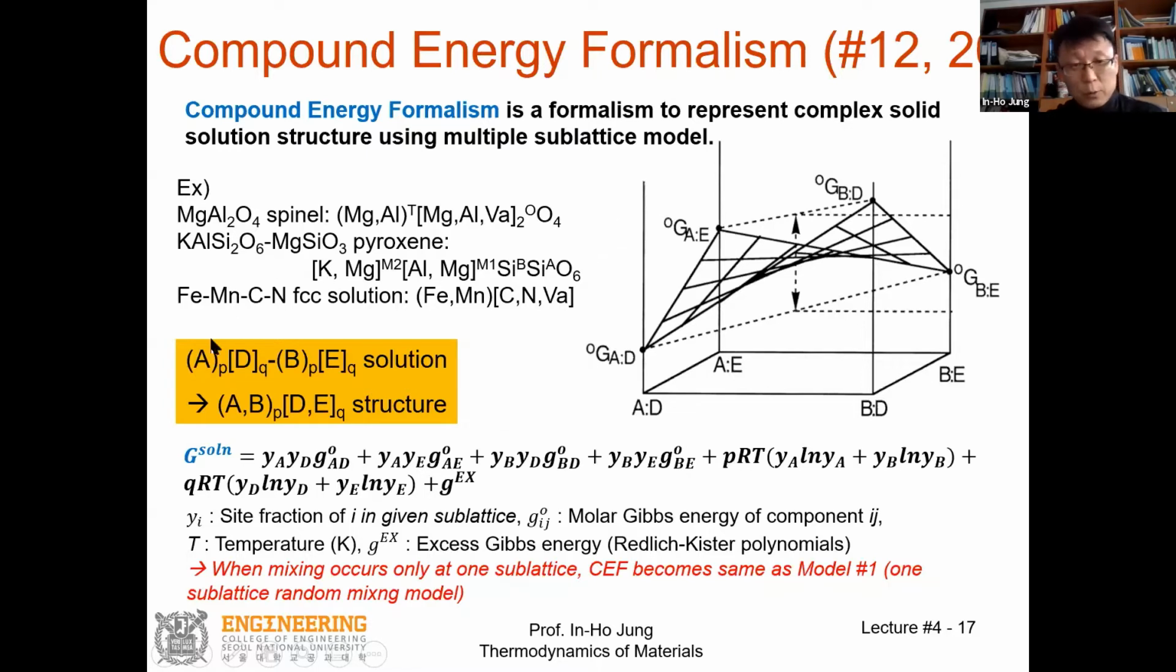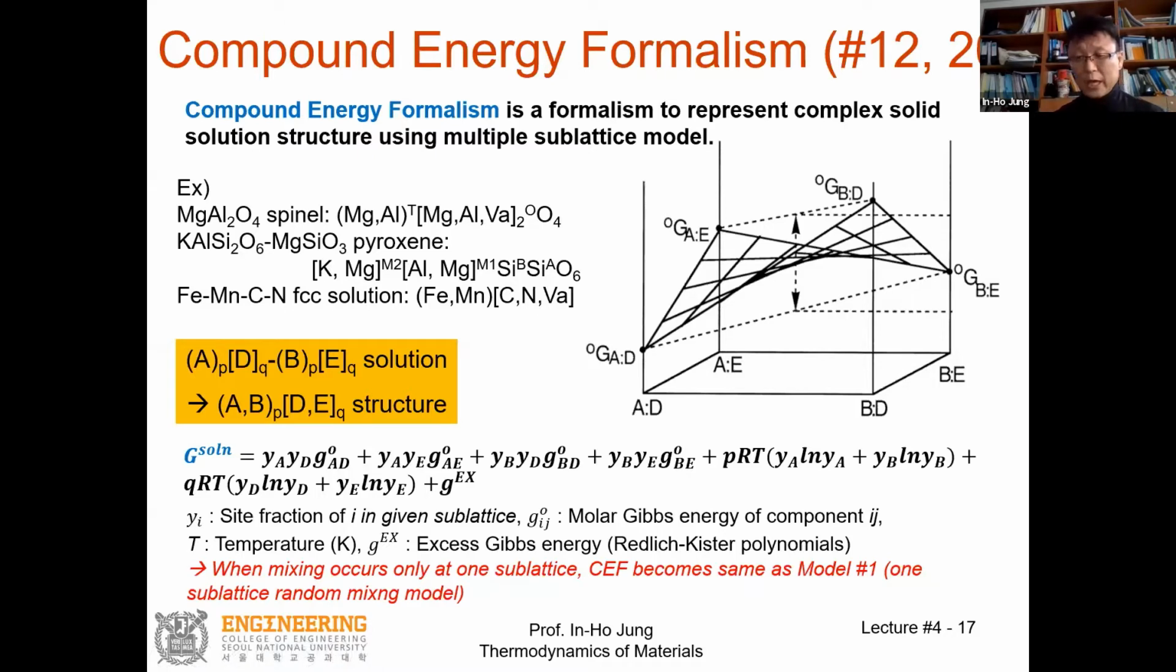Okay, and so for example, when you have this kind of FCC solution, iron, manganese, carbon, nickel, FCC solution. So iron and manganese are the substitutional elements, and carbon and nickel are the interstitial elements in the FCC. So we have a substitutional site and an interstitial site. Okay. Theoretically, the ratio of substitutional sites to interstitial sites is 1:3 in the FCC. Okay.